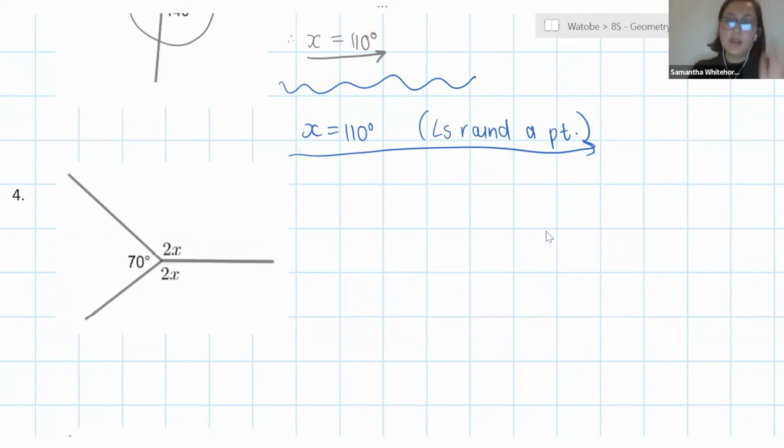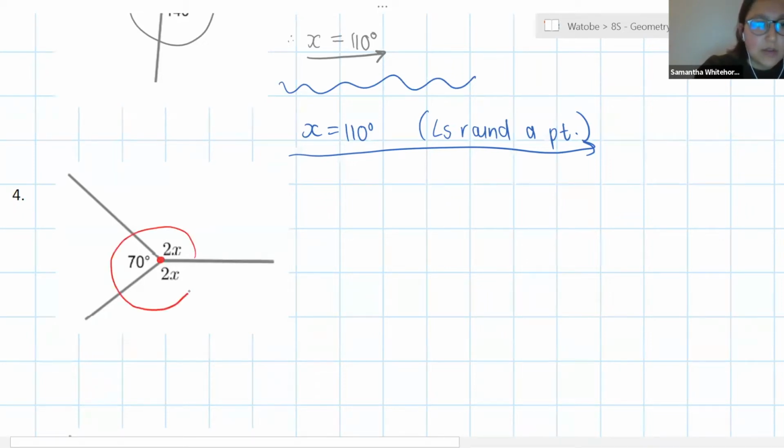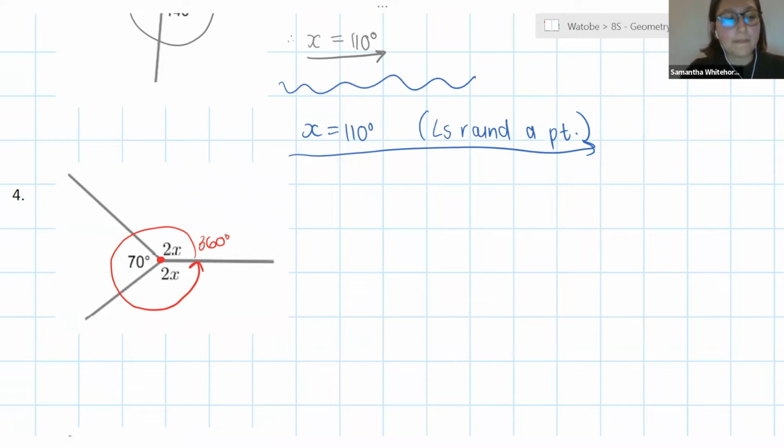Okay, and remember, if you have angles around a central point, so if we have a look here at this question, if I've got the central point over here, and if I add all of those angles up, I know that I should be getting 360 degrees. So that's a little clue for you if you are struggling a little bit with this question. And remember, guys, I want the value of x. So you have to basically solve for x.